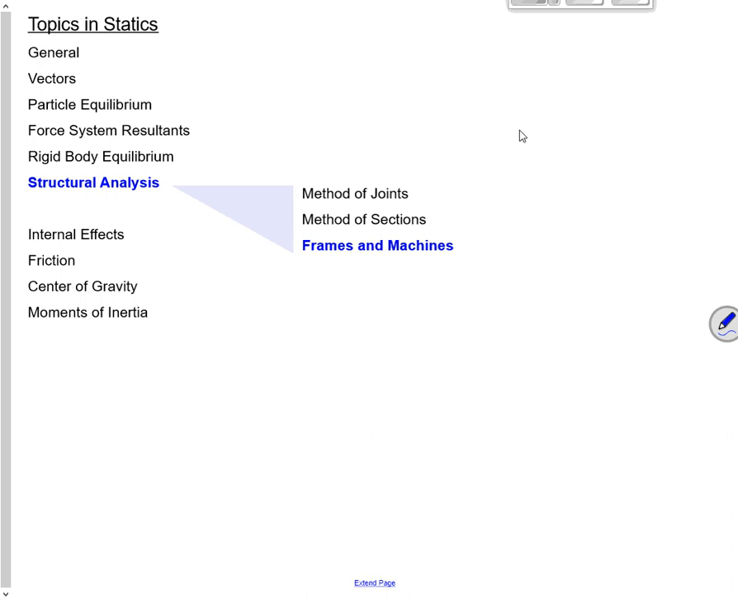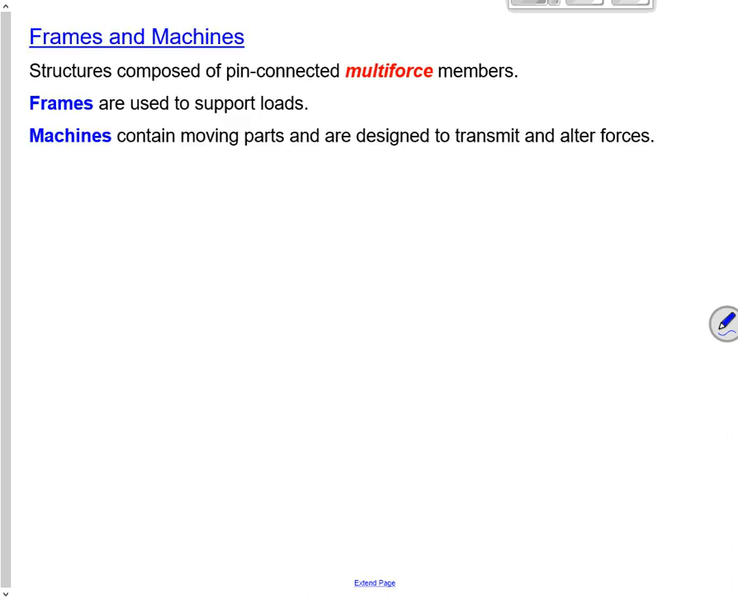Welcome back to Topics in Statics. This time we're going to talk about frames and machines. We're getting away from trusses. These are different types of structures: frames and machines are pin connected, but they're multi-force members.